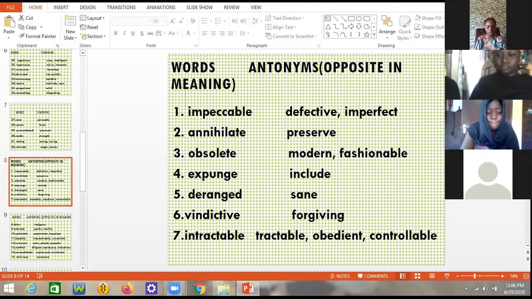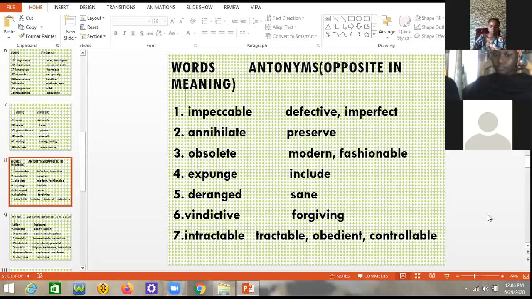Now, obsolete. But I'll still help out, but you can check for better words and better explanations in your dictionary. Obsolete, the opposite of obsolete will be what? Modern, fashionable. Something that is obsolete is old school, out of fashion. Expunge is to exclude. So the opposite of expunge is what? Include.